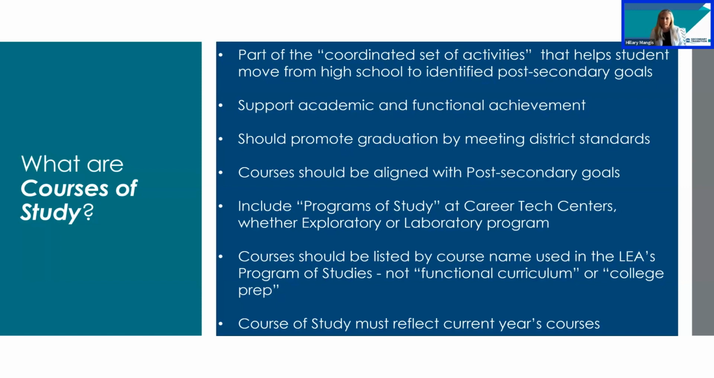We don't want to say things like functional curriculum or college prep unless that's how it's listed in your program of studies. So for example, if a student is taking English 9, but they receive an intervention in English 9, we don't want to call the course the name of the intervention. We want to call that course English 9.